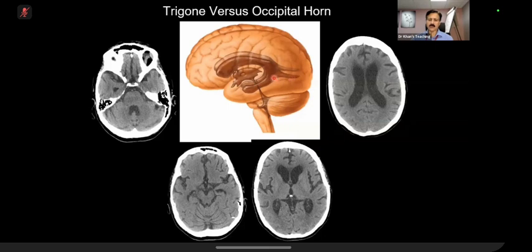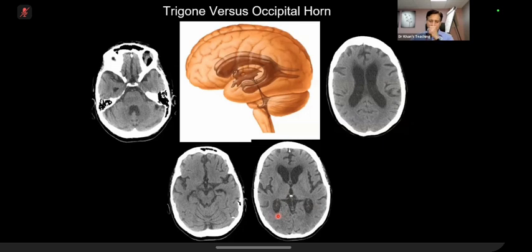Please remember that the trigone is quite a substantial structure in a craniocaudal dimension. So if the slice is going like this, this is the level of the body. So posterior to the body is going to be the trigone. Look here, frontal horn, body, and trigone. On the other hand, if the slice is going here, this is the third ventricle, this is the occipital horn, again trigone is there. So look here, this is the third ventricle, trigone is here.